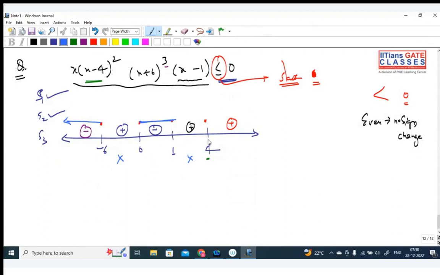So please take down. What is the answer here now? So x belongs to minus infinity to minus 6, union 0 and 1. Now this 4 is not considered, right? This is alone. So you can also write this as a union, and if something is not considered, you can put it in curly brackets. This 4 is there, so you can take it like this. So this is the situation.